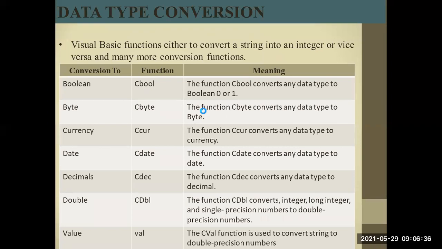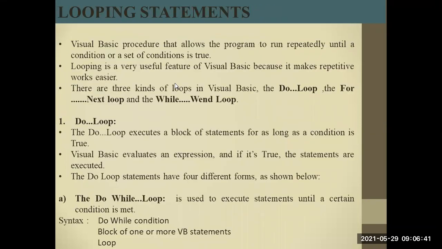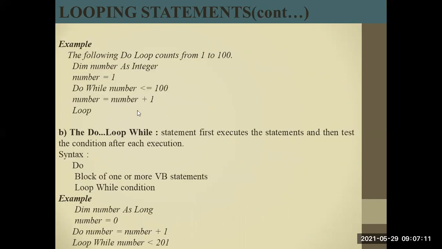Then we saw some of the looping structures. Basically, we have three types of loops in visual programming. One is the do while loop, and in the case of do while loop, there are again three categories: one is the do loop, second is the do while loop, and third is the do until loop. So there are different categories, and we already discussed them with examples.